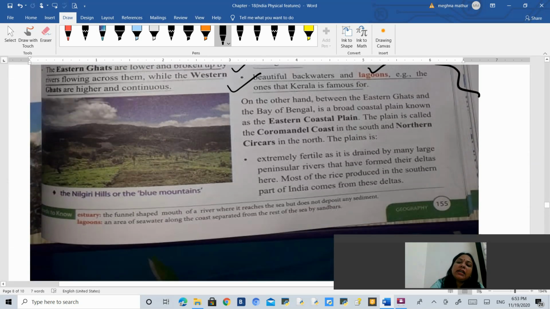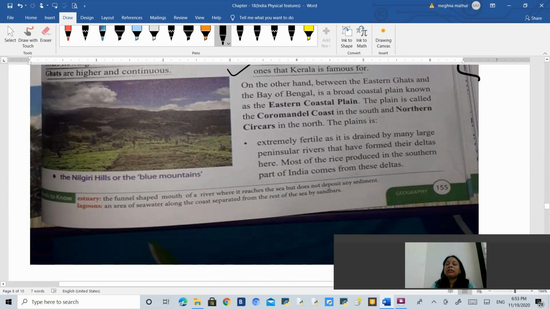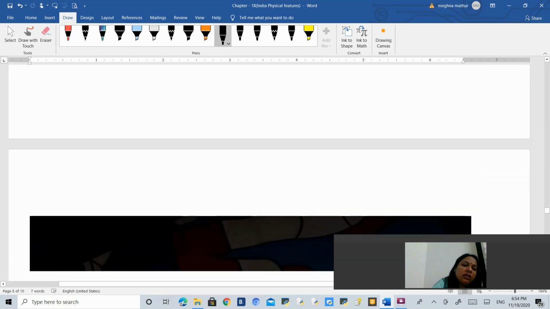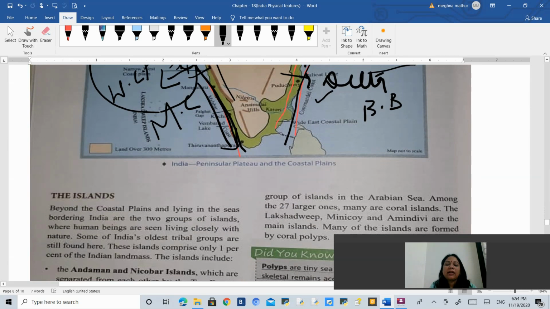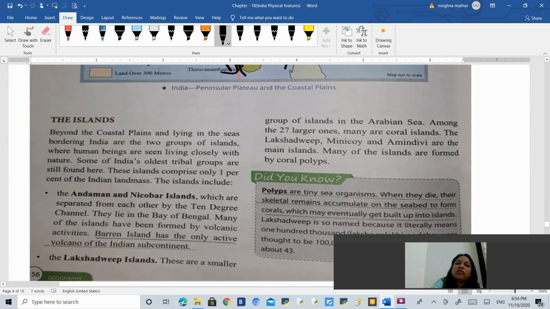Talking about the eastern coastal plain area, because most of the rivers are going towards the Bay of Bengal, before merging into it they form a lot of deltas, and that is why this area is extremely fertile, and a lot of rice production is done mostly in the southern areas over here. So this is about the coastal areas, and the last physical feature of India is the islands.